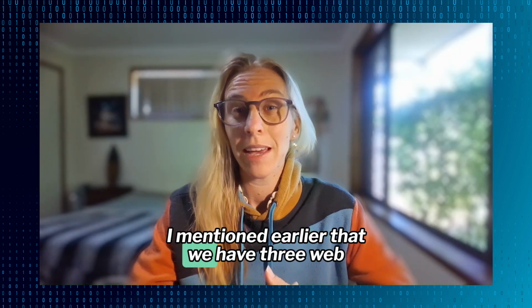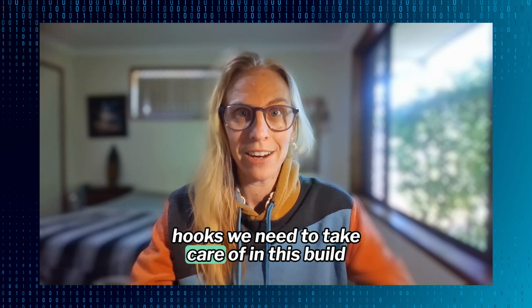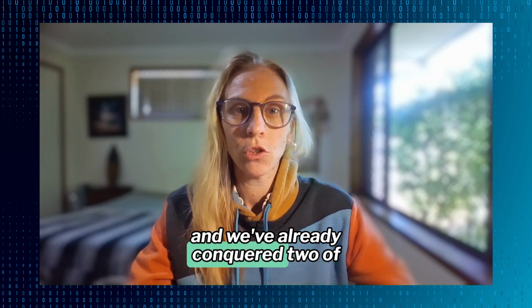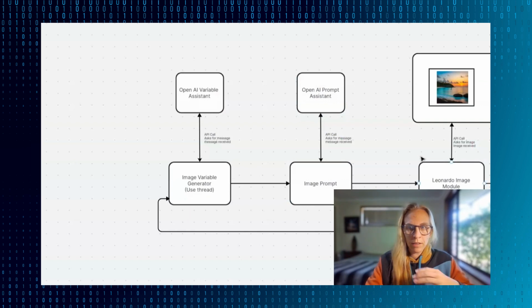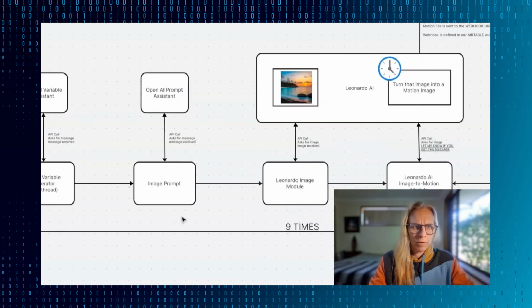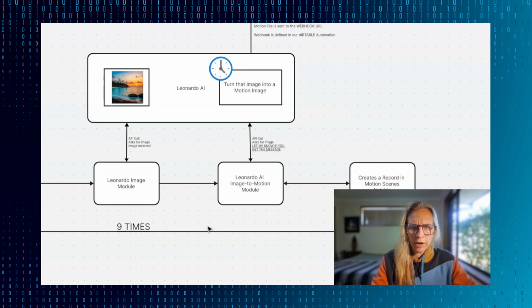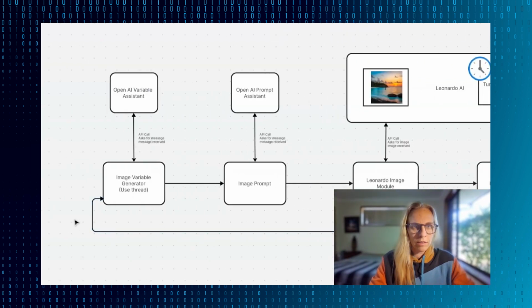I mentioned earlier that we have 3 webhooks we need to take care of in this build, and we've already conquered 2 of those. So we're up to the 3rd now. So while we have 1 more webhook to look over, I'm also going to outline a little bit more about what the API calls are within the applications in this iterator and array aggregator. And I've created a diagram to make it simple and easy to understand. So remember, we've got these modules, they're iterating through 9 times.